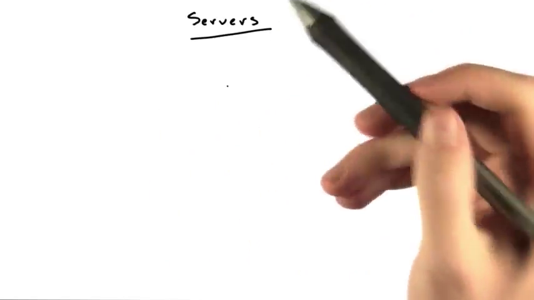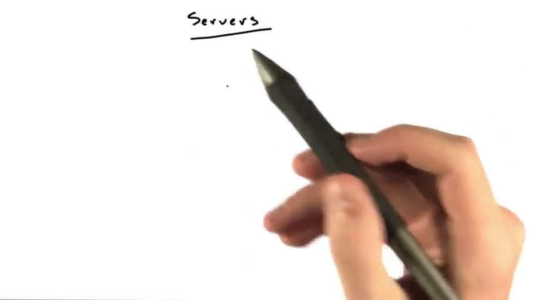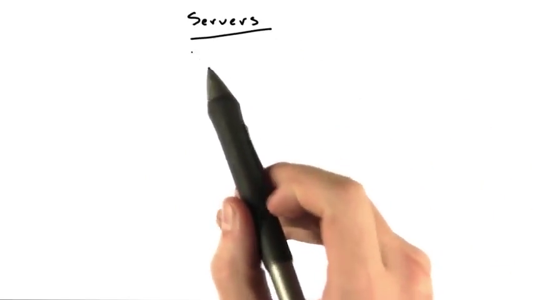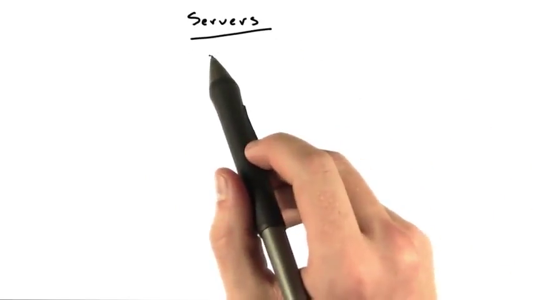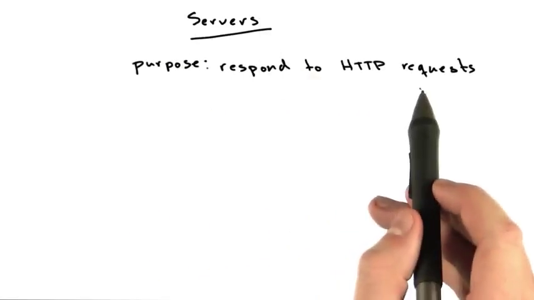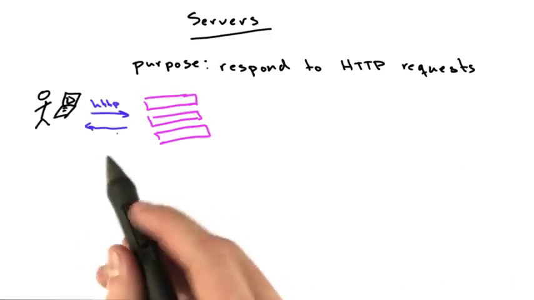Okay, so now we've discussed basic browsers, HTML, and HTTP, which is how the browsers talk to the servers. Now we're finally going to get to servers, which is what most of this course is going to be about: how to run programs on servers. The purpose of a server is to respond to HTTP requests. We've drawn this picture a couple of times now.